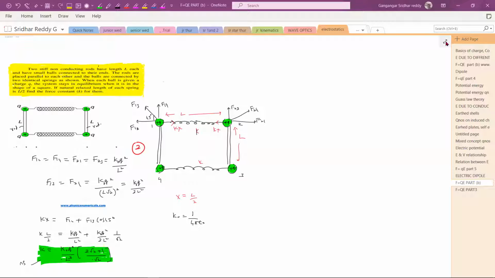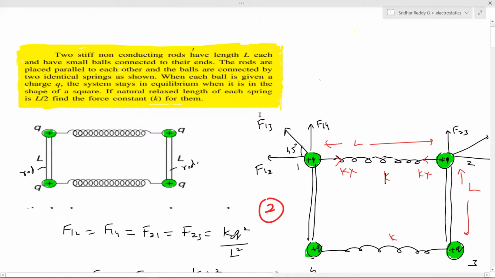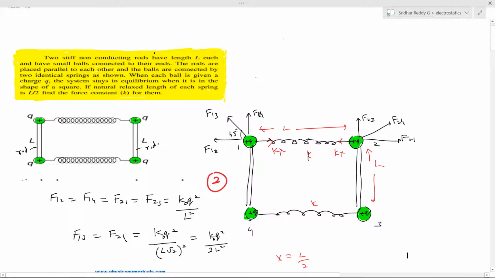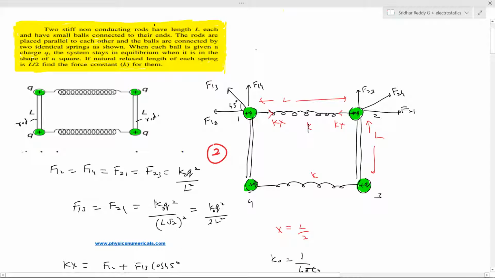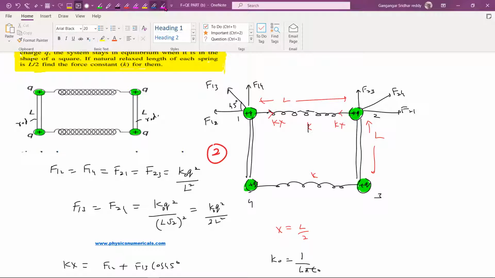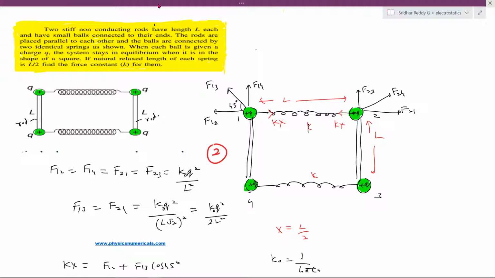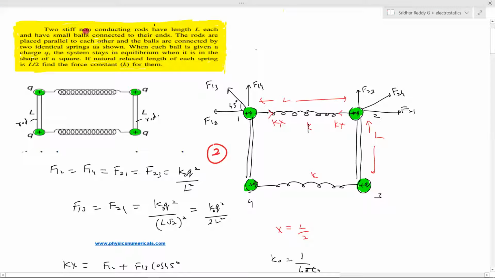Okay, now we'll go for the next question. The complete question is visible. Okay, let me read. Let me take this one here. Two stiff non-conducting rods have length L each, and have small balls connected to their ends. These are the rods. These are the small balls.